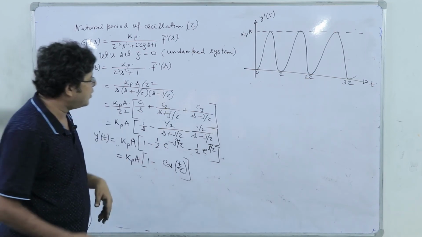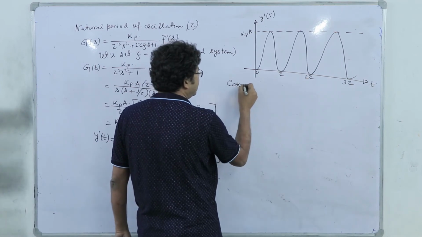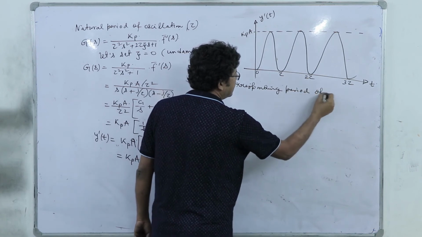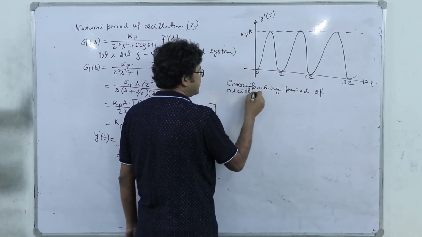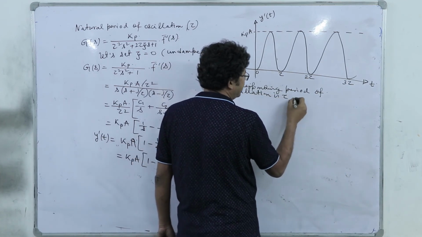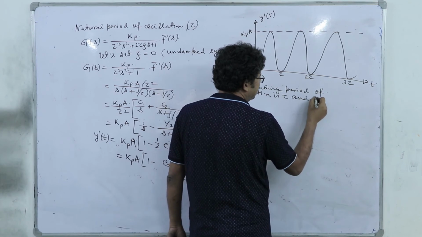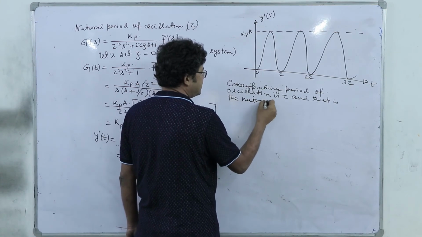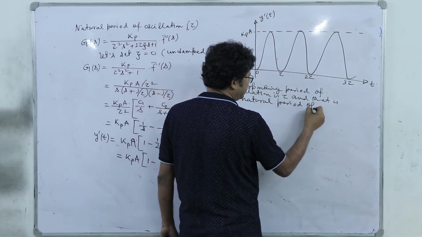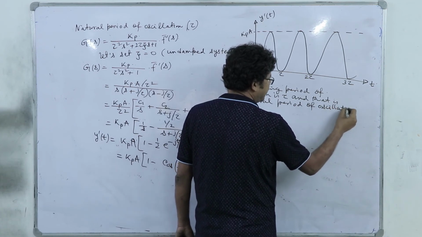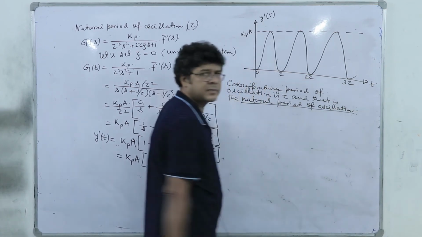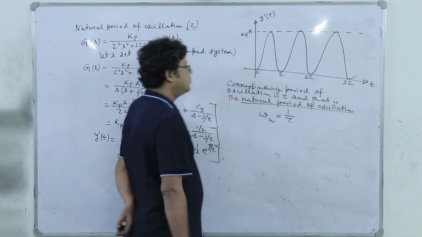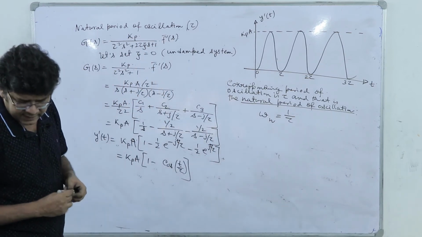So, obviously, what is the corresponding period of oscillation? It is tau, and that is the natural period of oscillation as we have discussed. And the natural frequency of oscillation will be simply 1 by tau. Okay? So, that is the natural period of oscillation.